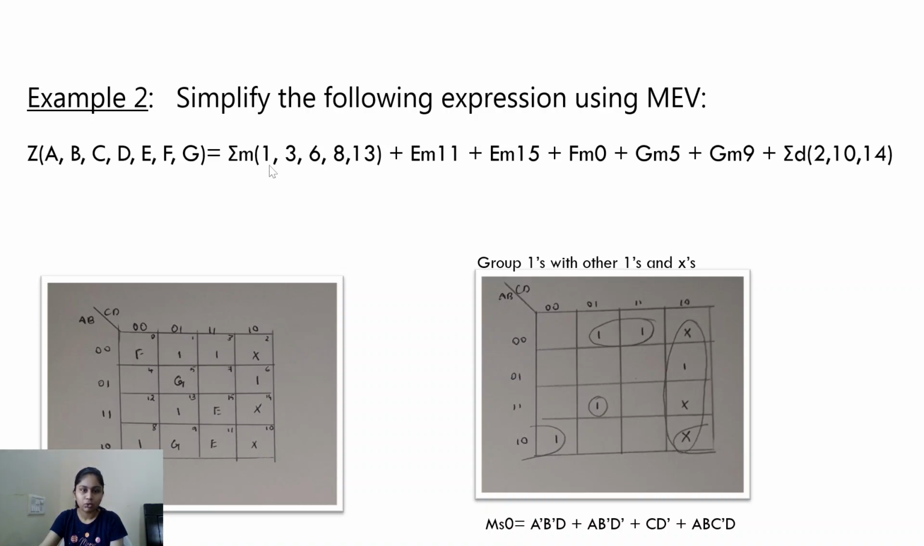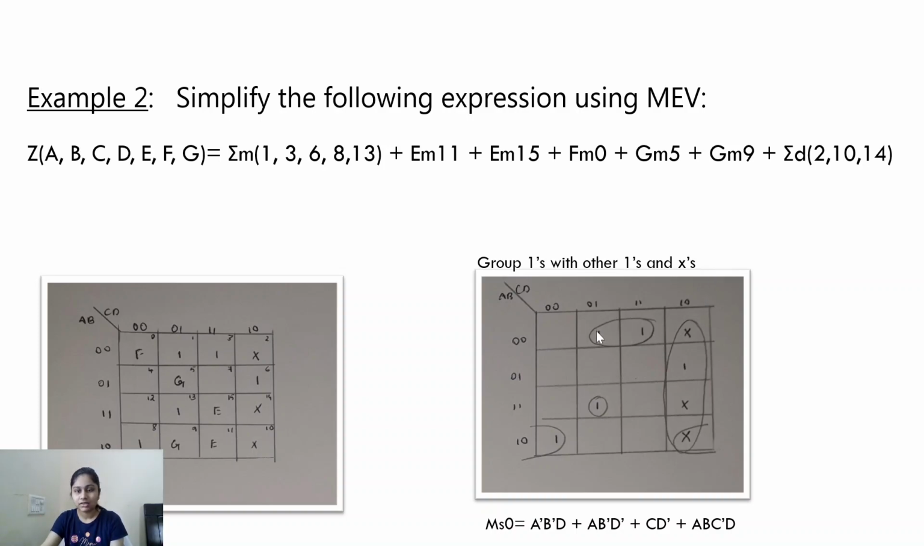As we can see, we have plotted all the minterms, that is 1, 3, 6, 8, 13, and the E terms in the 15 and 11 minterm places, and we have plotted the F variable in the place of M0 and G in the place of 5 and 9, and the don't care terms 2, 10 and 14. The next step is to group ones with the other ones and don't cares.